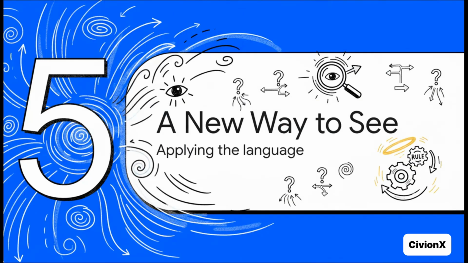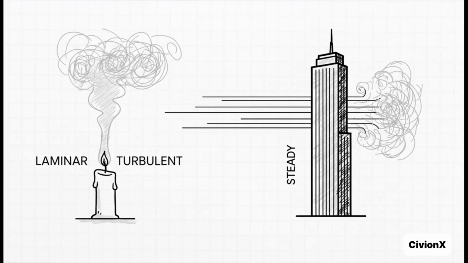So we have covered a lot of ground here. How to visualize flow, the 4 questions that help us describe it, and the golden rule that governs the whole thing. You now have a totally new lens for looking at the world. Is that smoke laminar or turbulent? Is the wind whipping around that building steady or unsteady? You actually have the vocabulary now and the concepts to start answering those questions. You can speak the language of flow.